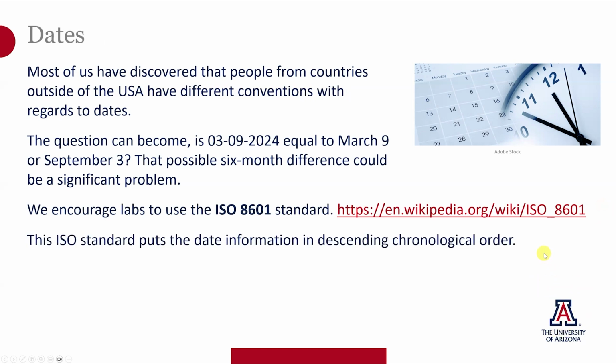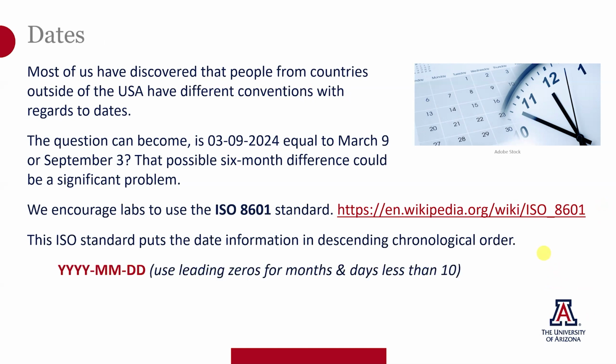The standard formats date data in descending chronological order, which is year, year, year, year, month, month, day, day. You can do it with or without the dashes. I personally like the dashes because I think it makes it more human readable. And remember to use leading zeros for months and days that are single digits. If you're working with the files on a computer, you'll discover that they sort beautifully this way.